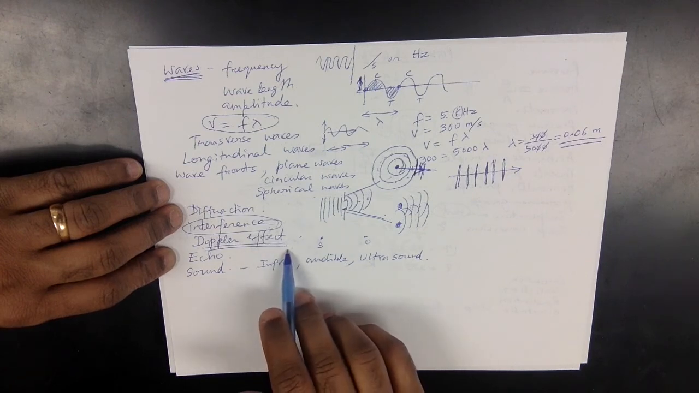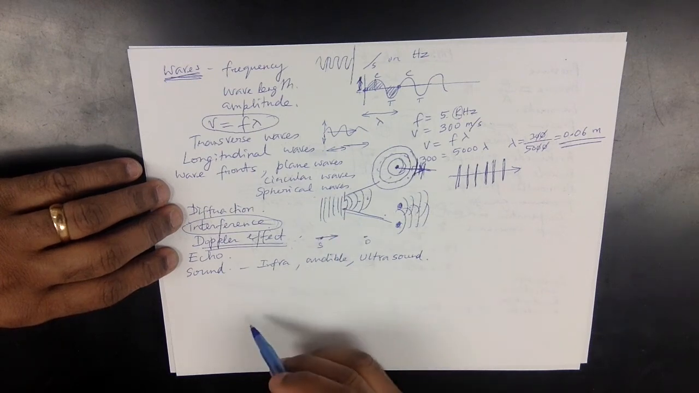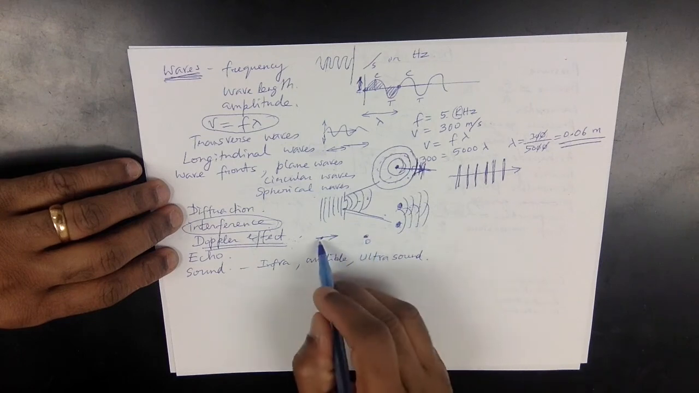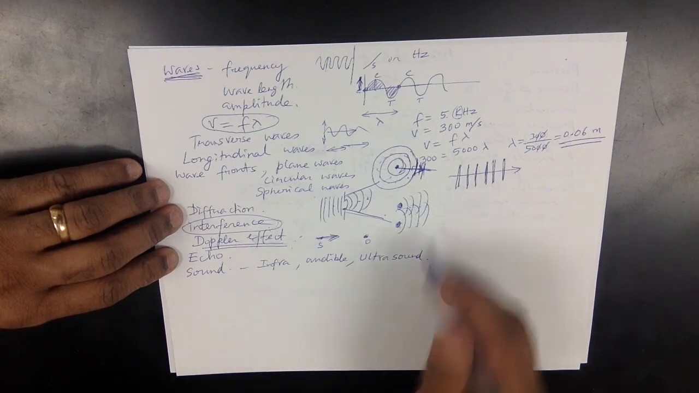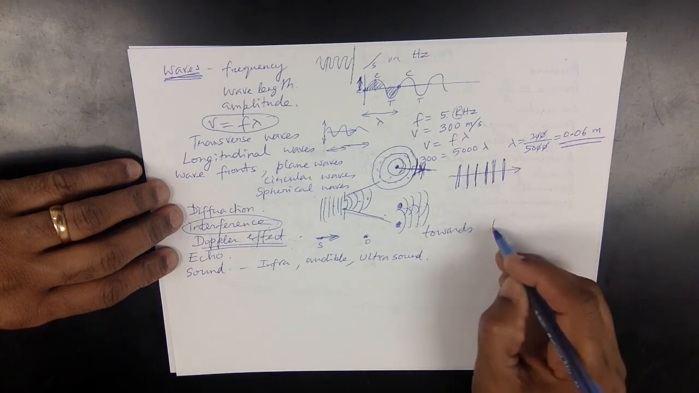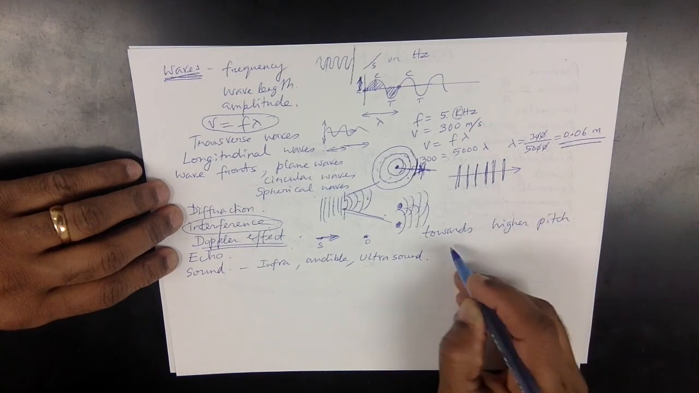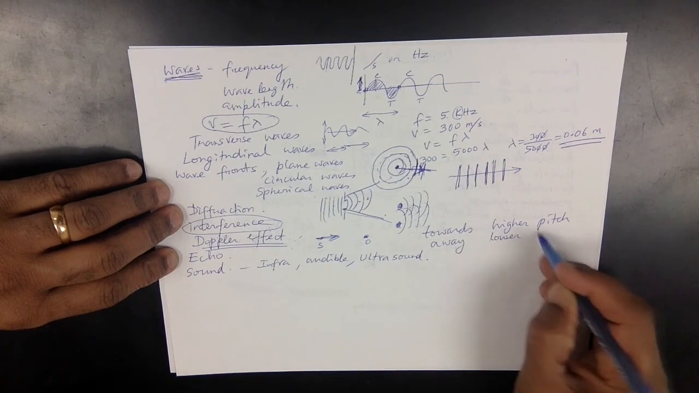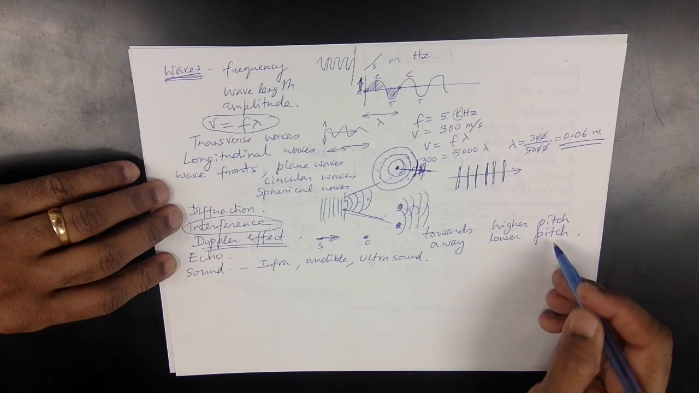So when an ambulance is turning on the siren and is moving towards you, you will hear a higher pitch. So towards, high pitch. If it's going away, lower pitch. Now pitch means frequency.